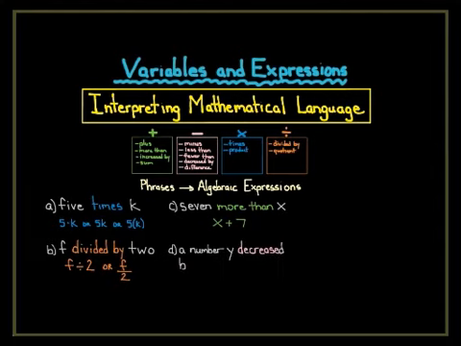D, it says a number y decreased by 17. Decreased by is subtraction. Y minus 17.